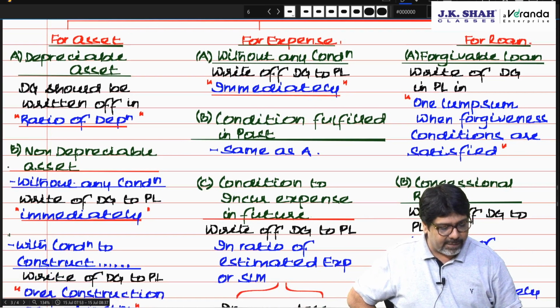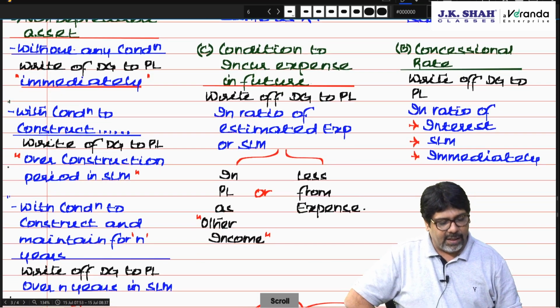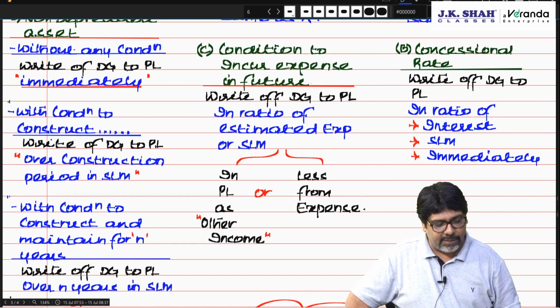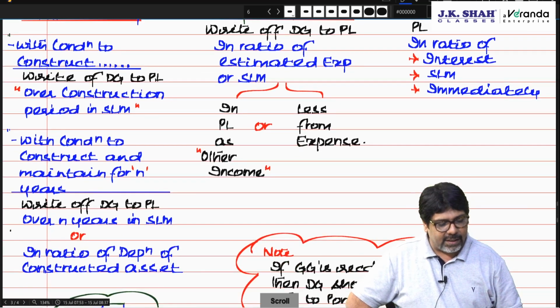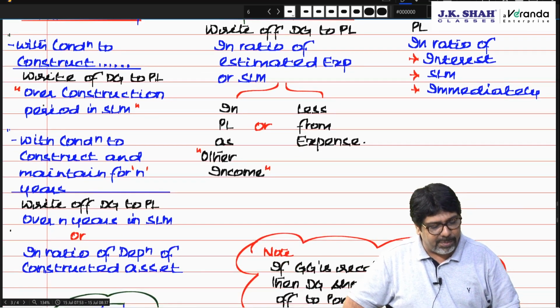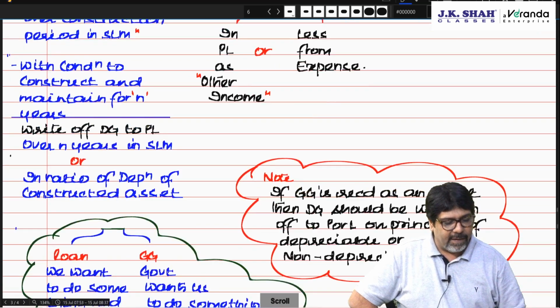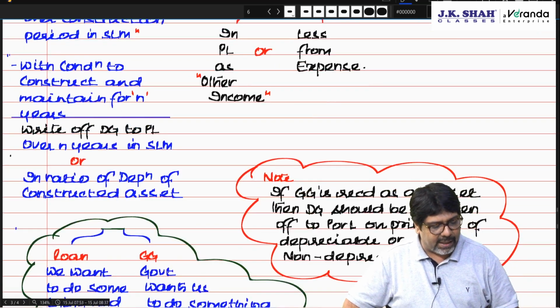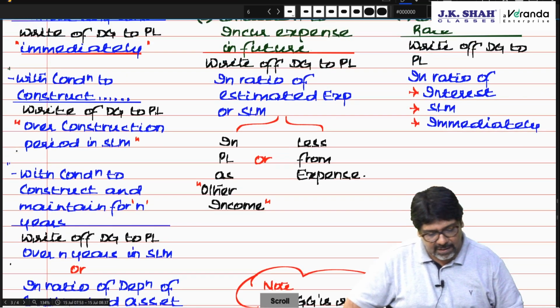Depreciable asset should be written off over the years. Non-depreciable asset, without any condition, write off the DG immediately. With a condition to construct, write off DG to P&L over the construction period. With a condition to construct and maintain it, then write off DG to P&L over n years in SLM or in the ratio of depreciation of the constructed asset. Am I clear? Yes, sir.